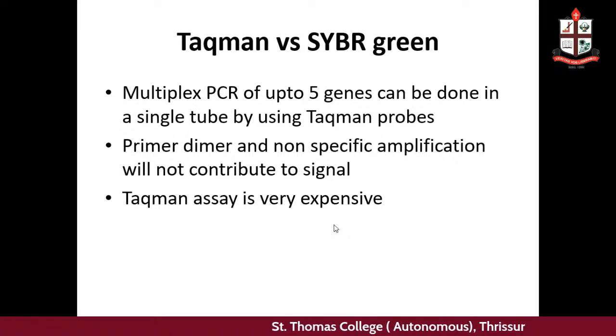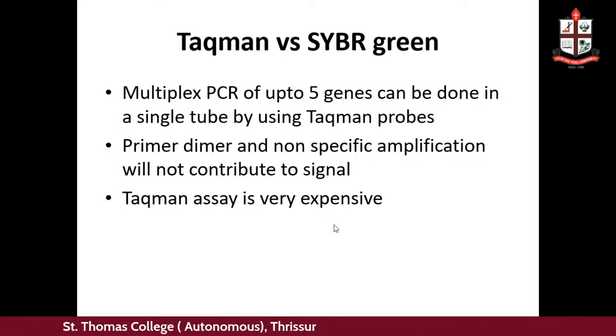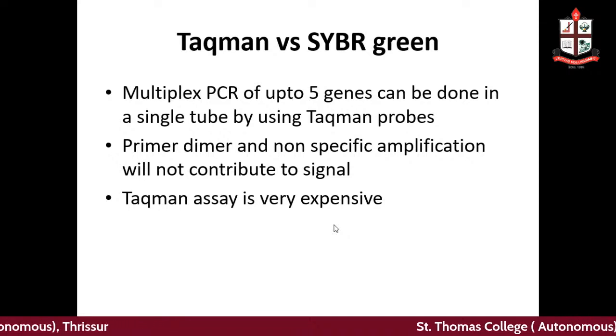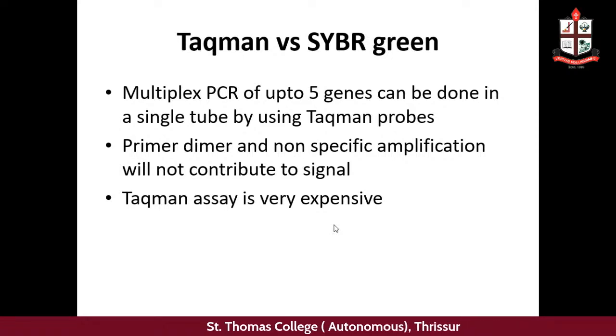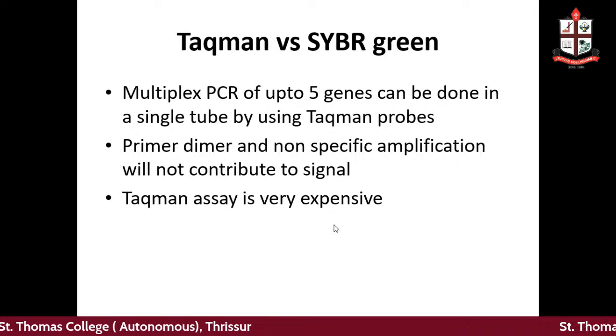10 different primers will be there, and also 5 probes will be there. So that much oligo in a single tube. That means there can be many dimer formation between these primers, and it will be very complex. Standardization will be very complex. So multiplexing is possible with 2 or 3 genes. Beyond that, it will be practically impossible.